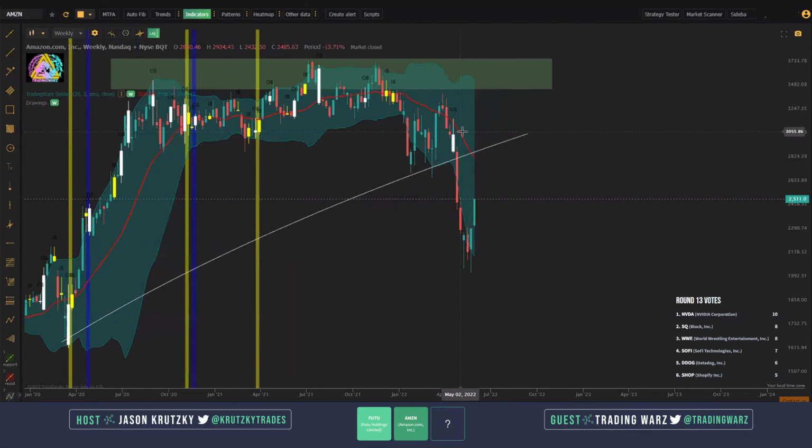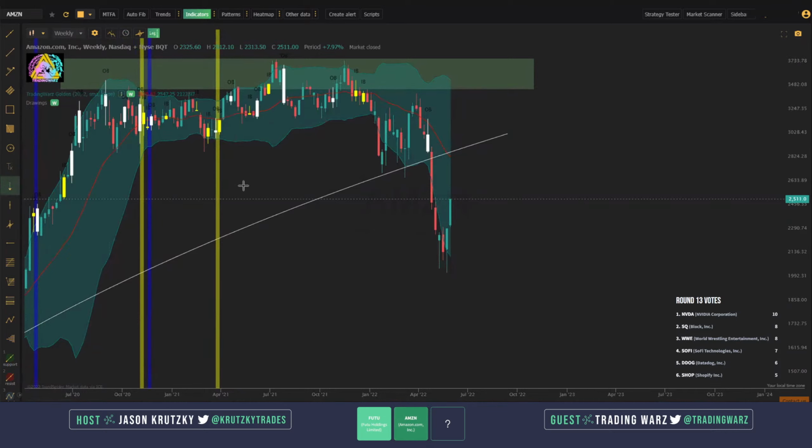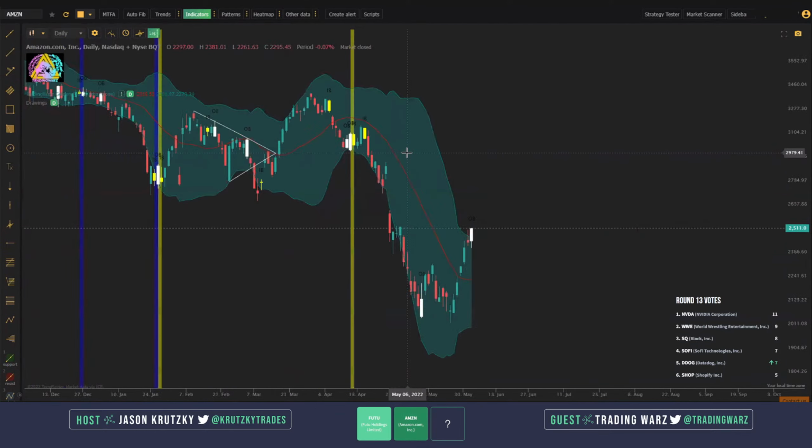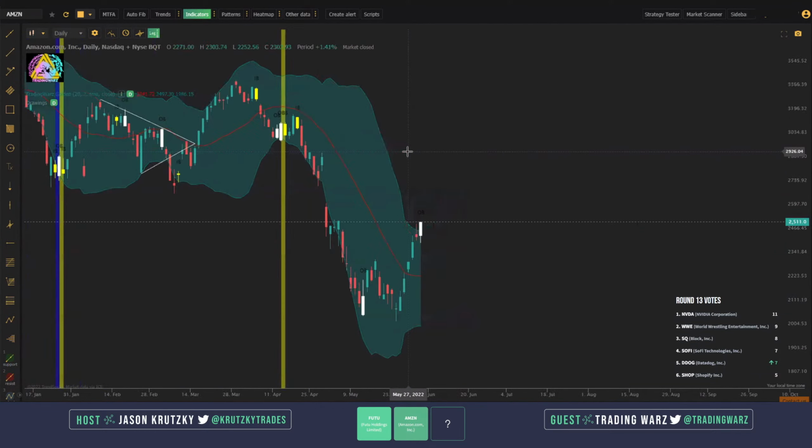I've been watching Amazon for a while, and the last time it really piqued my attention was with that outside bar. It really seems like these outside bars on the weekly chart are major pivots a lot of the times. And we had that big sell off from there. And then obviously there was a little bit of negative earnings. Right now, we have a really nice outside bar on the daily.